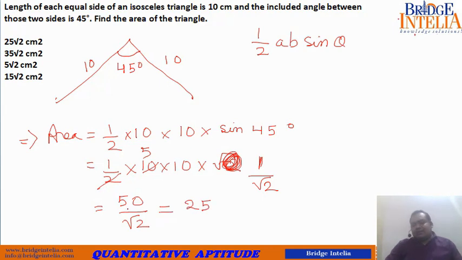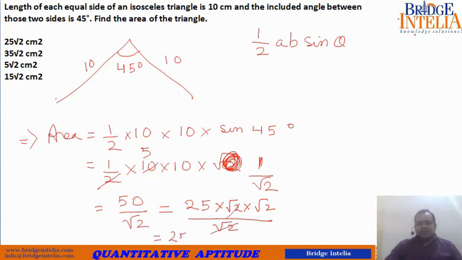Now you see, whenever you have to divide by a root, some people get confused. So what to do? Since we have to divide by root 2, I can write 50 as 25 into root 2 into root 2, because root 2 into root 2 is 2. So the final answer is 25 root 2.